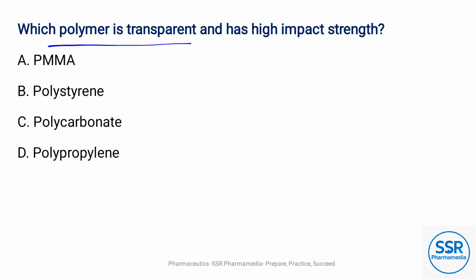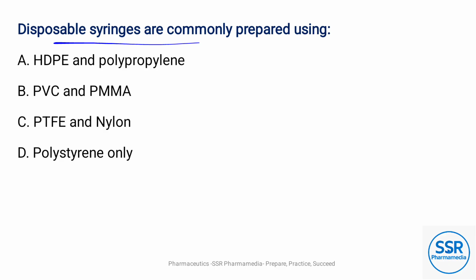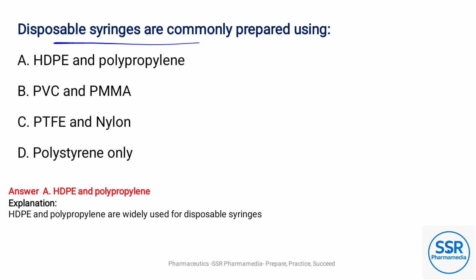Which polymer is transparent and has high impact strength? So option C, polycarbonate. Disposable syringes are commonly prepared using, so option A, HDPE and polypropylene.